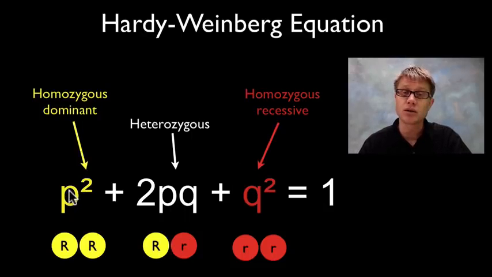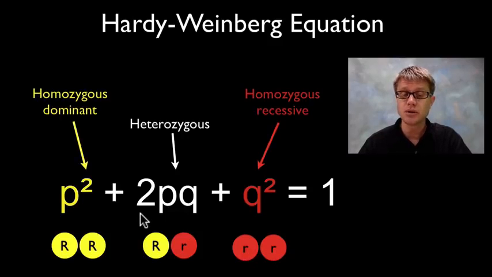Basically, P squared is going to represent the frequency of the individuals in a population that are homozygous dominant. Now, that's a new term. What does it mean? They have both copies of this dominant gene. Q squared is going to tell us the individuals who are homozygous recessive. That means they have both copies of the recessive gene.